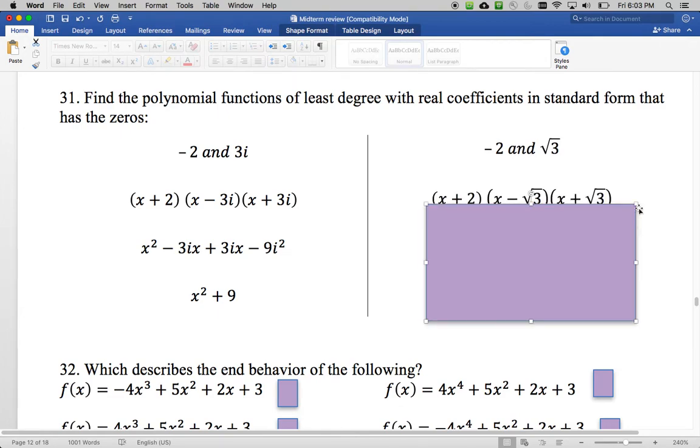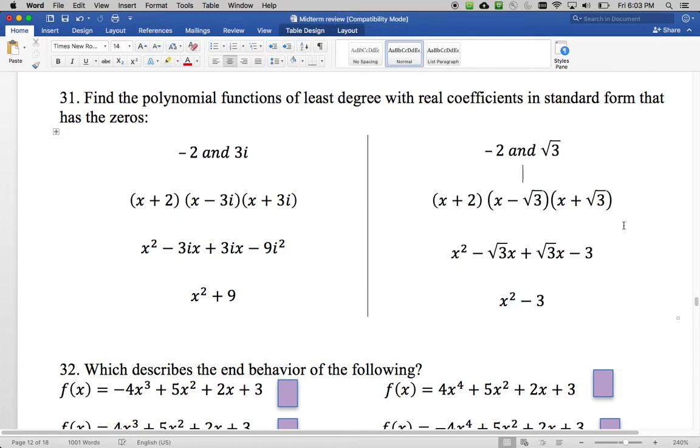Okay, now I wanted to show you both examples because on your test you may have a 3i, or you may have an i, or you may have a radical. So either one, if you have one, you have two. So you have to set up both factors. The difference here on this side, negative square root of 3 times positive square root of 3 gives you a -3. And then you're going to end up with x squared minus 3 here.